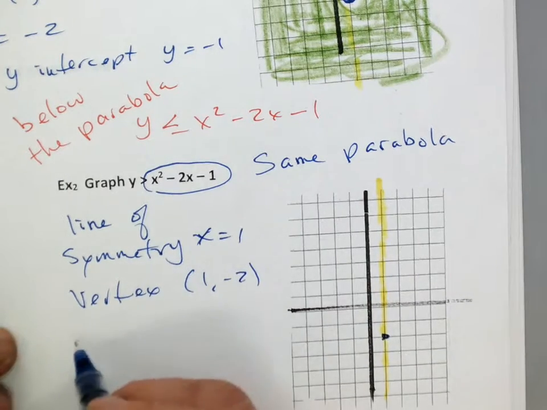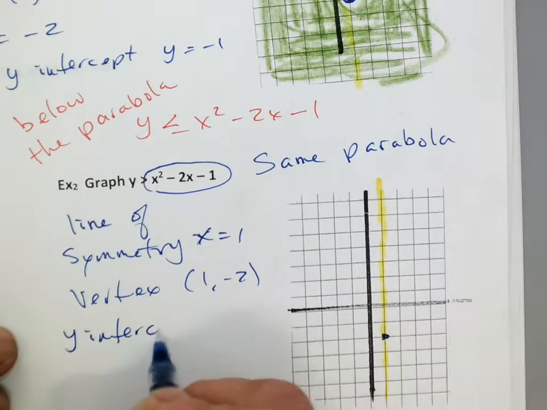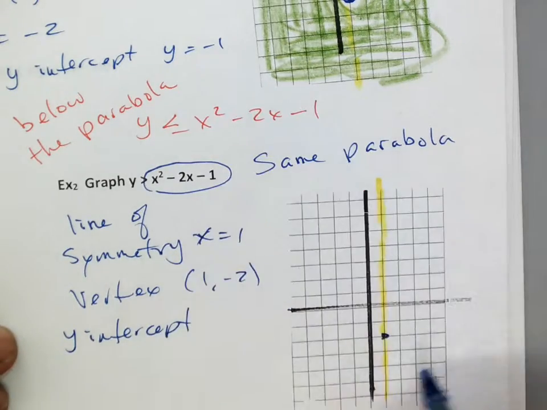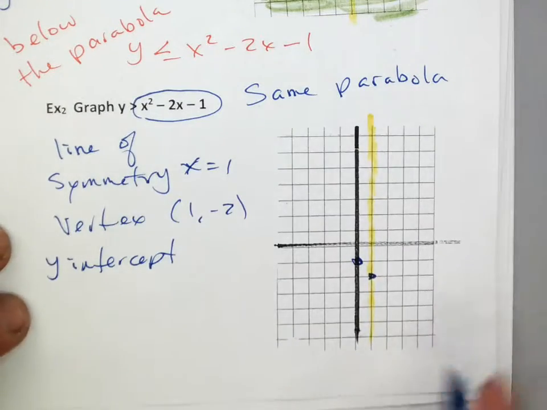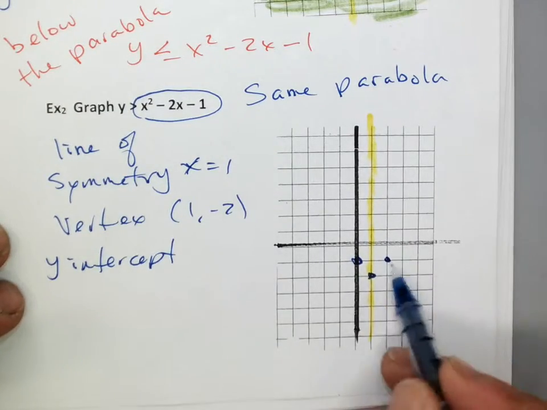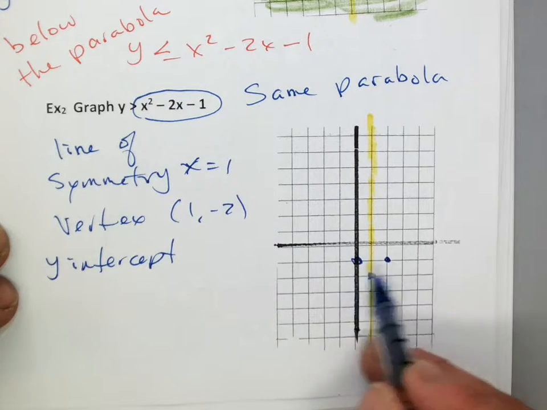And then I also know I've got a y-intercept at negative 1, because I have a line of symmetry. I have a third point right there. It reflects over. I reflect that point there.